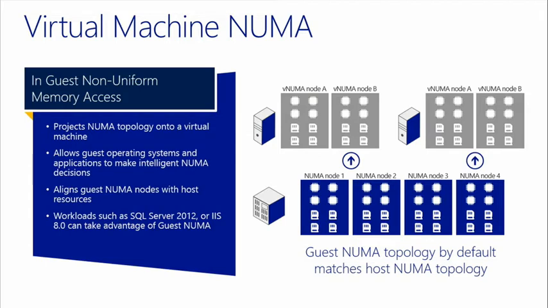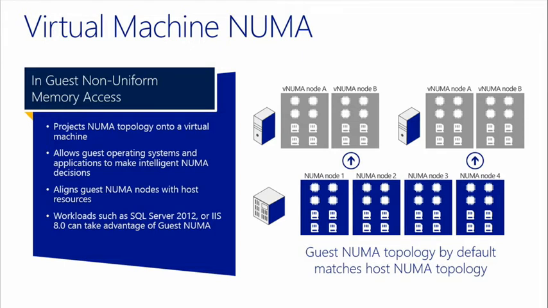And with Hyper-V and Windows Server 2012 R2, we project the NUMA topology appropriately from the host into the guest operating system, into the virtual machine. Now, it's configured by default for you. You can tweak and tailor it if you want, but it presents that NUMA topology and the NUMA nodes at a virtual level. So you'll see in the diagram there again, vNUMA node A, vNUMA node B.